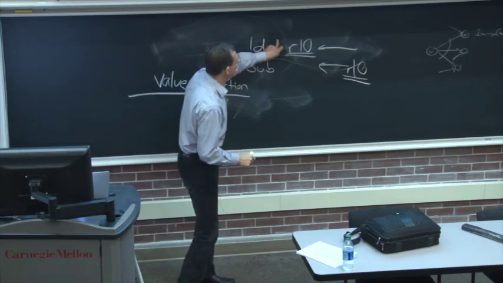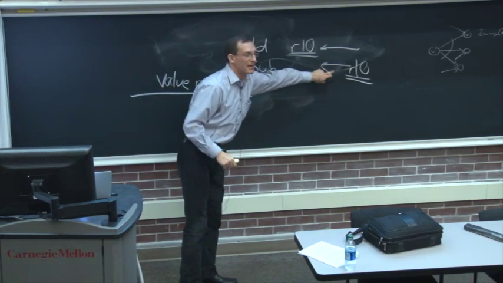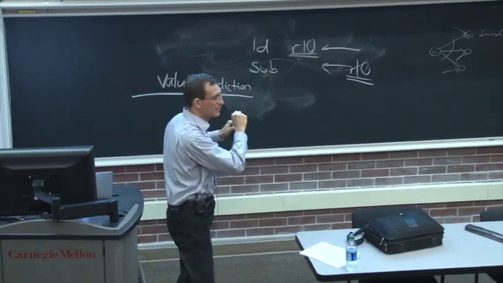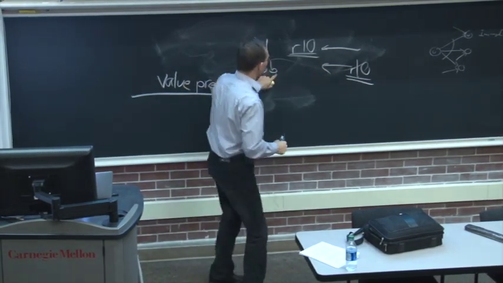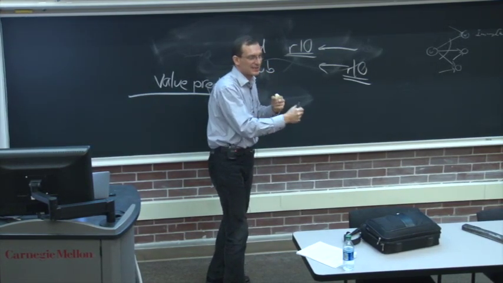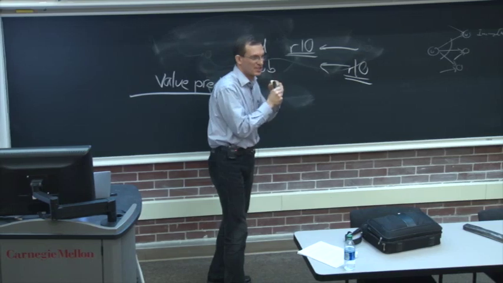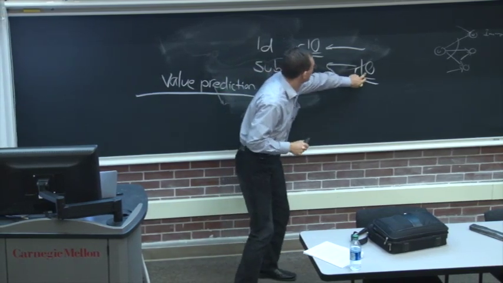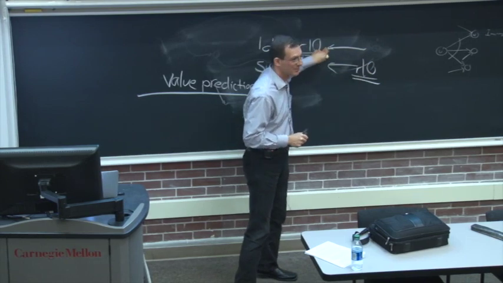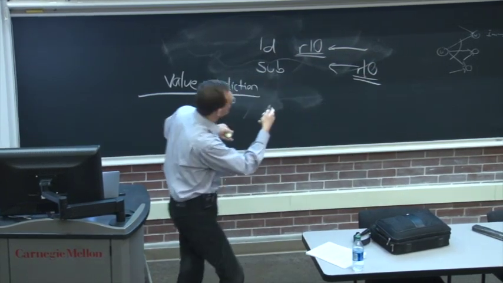Even though there is a dependence, the hardware predicts the value of R10. And when the R10 value actually becomes available, before the subtract is done out of the machine, you check whether the predicted value is the same as the produced value. So there needs to be some logic to do this verification.